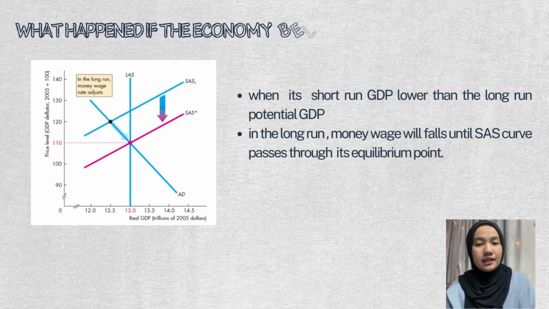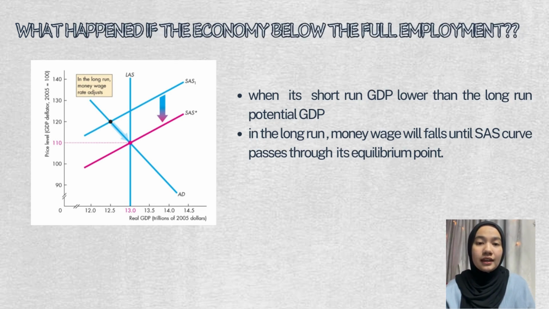Firstly, the economy is at below full employment equilibrium. It happens when its short-run GDP is lower than long-run potential GDP, meaning that some labor, capital, or other resources are unemployed. From the graph, in the long run, money wage will fall until the short-run aggregate supply curve passes through the equilibrium point.